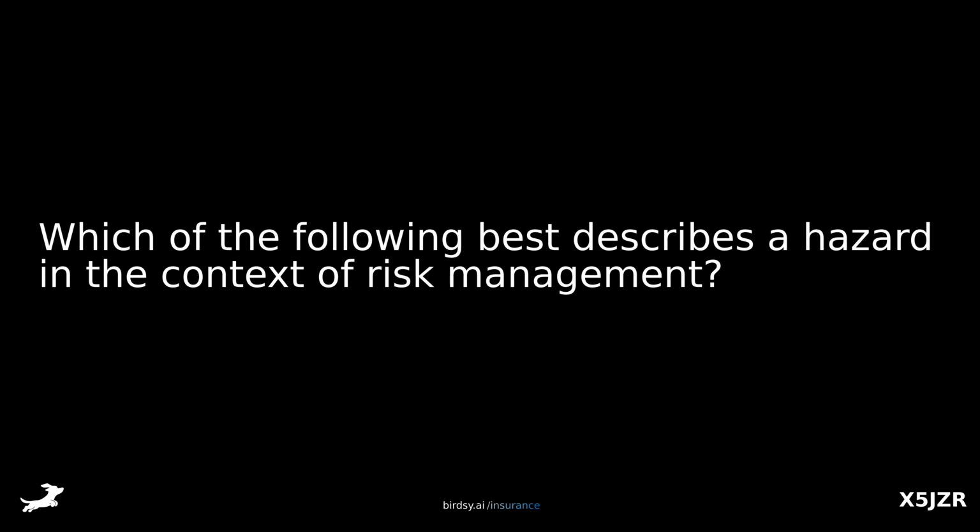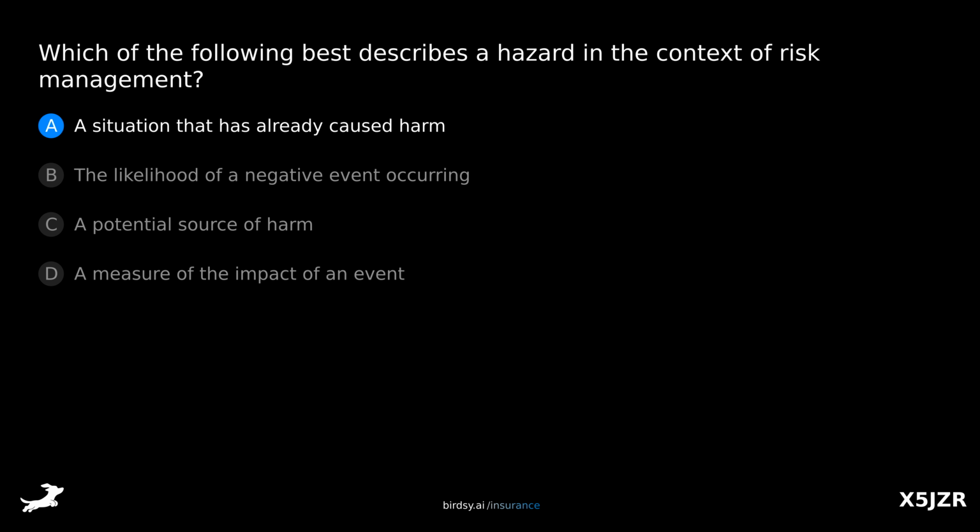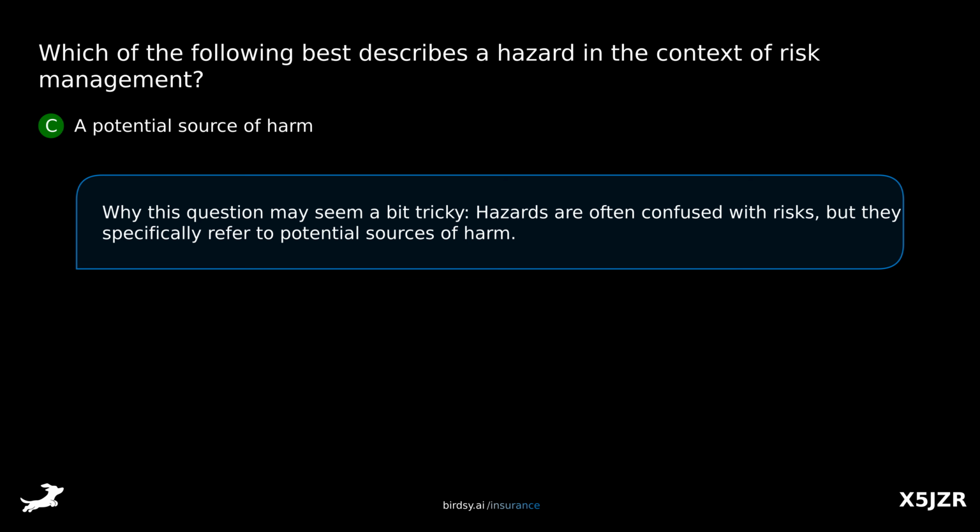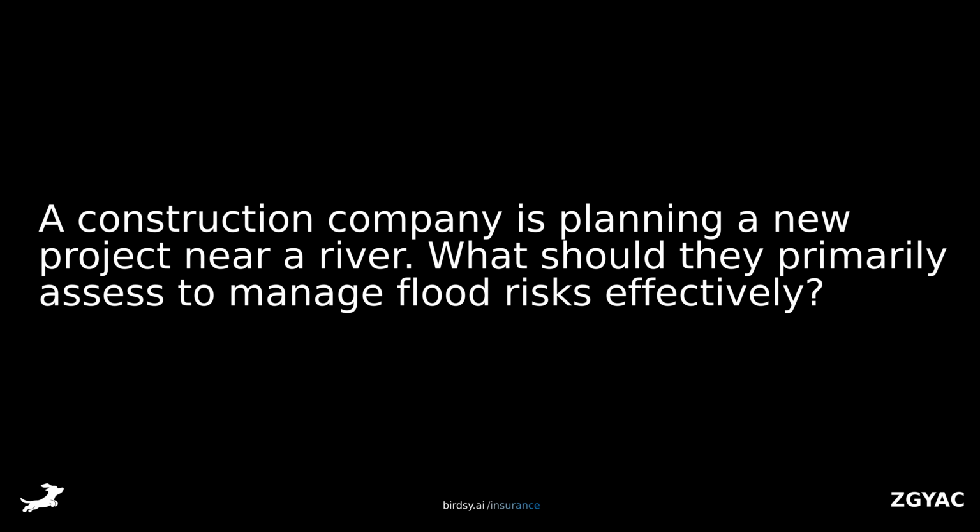Which of the following best describes a hazard in the context of risk management? Is it A, a situation that has already caused harm, B, the likelihood of a negative event occurring, C, a potential source of harm, or D, a measure of the impact of an event? The answer is C, a potential source of harm. Why this question may seem a bit tricky: hazards are often confused with risks, but they specifically refer to potential sources of harm.